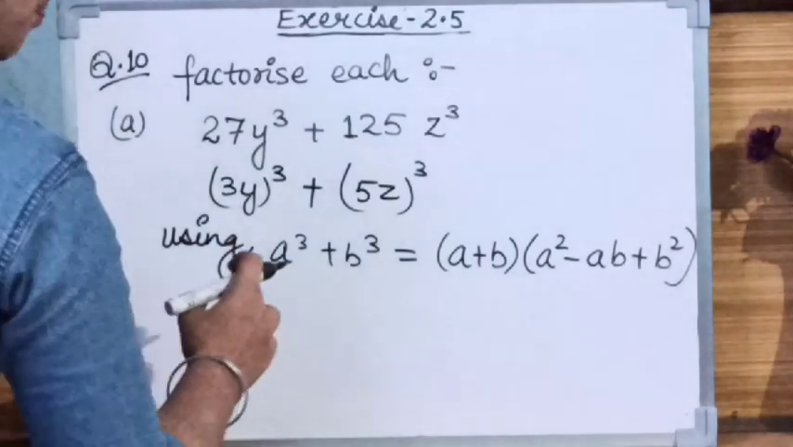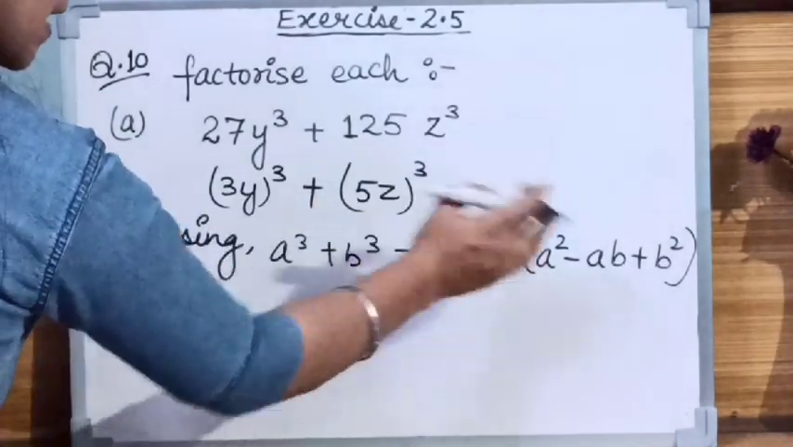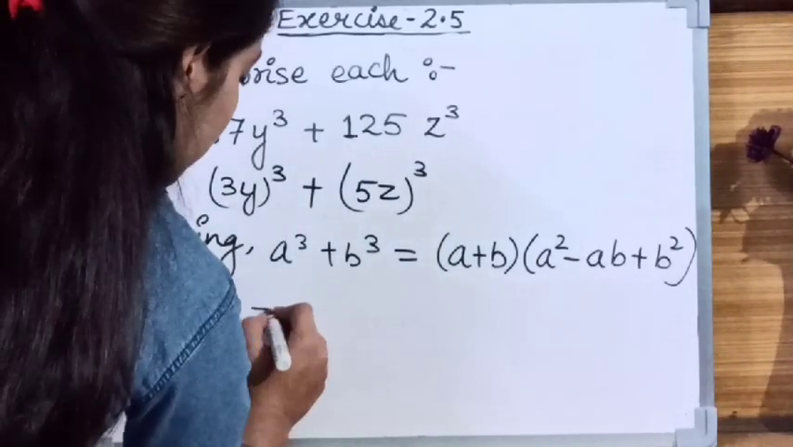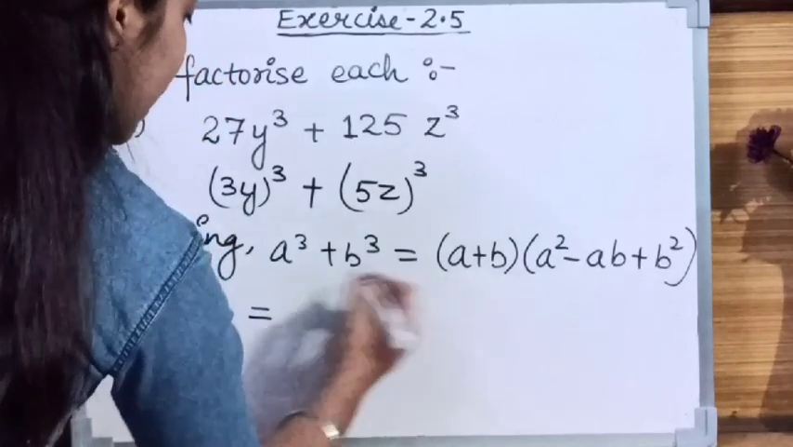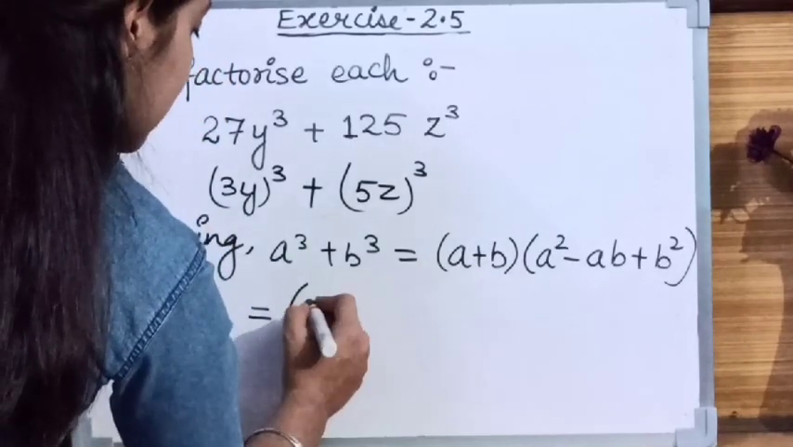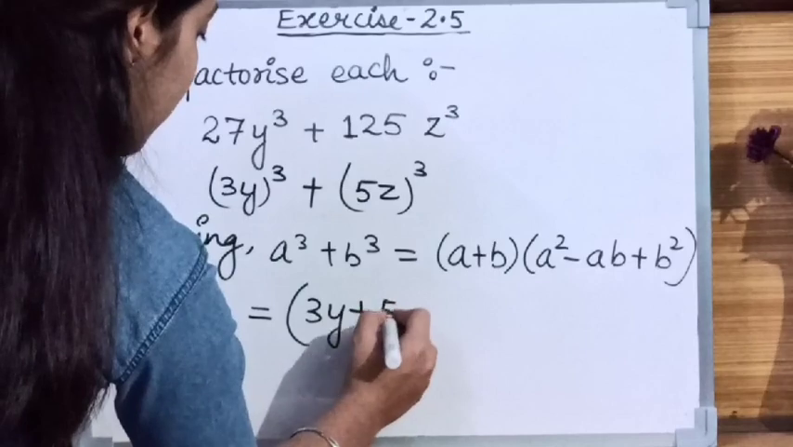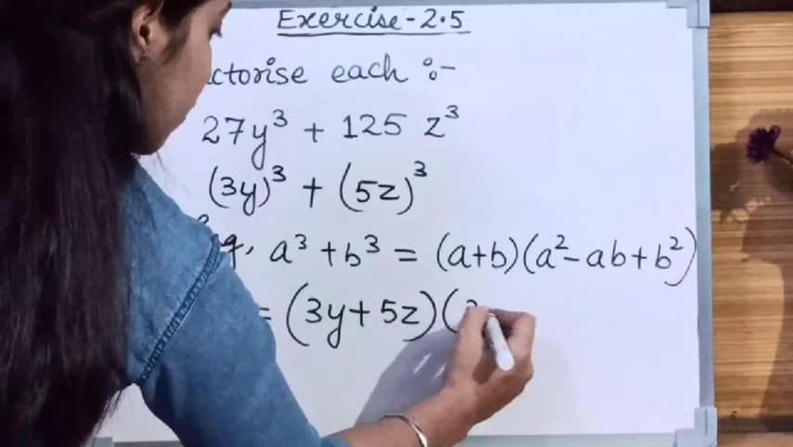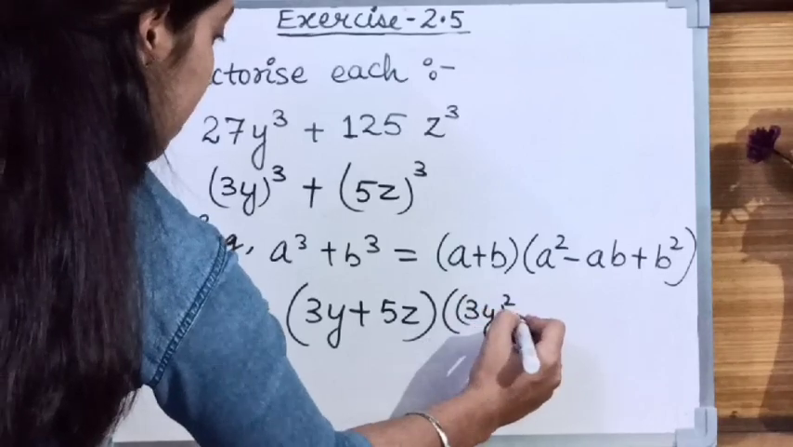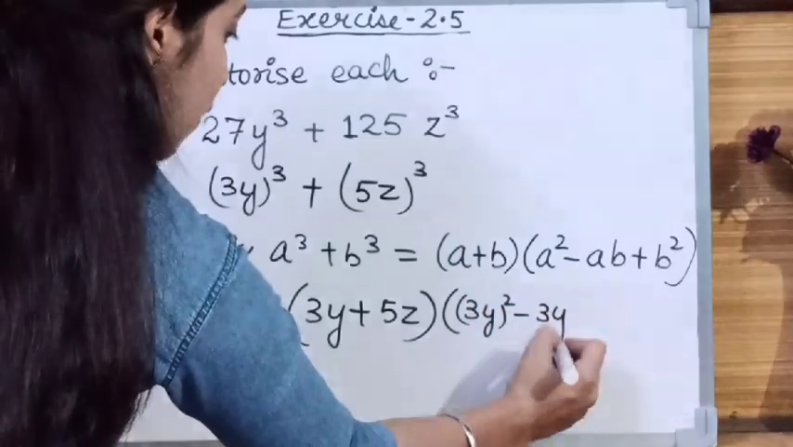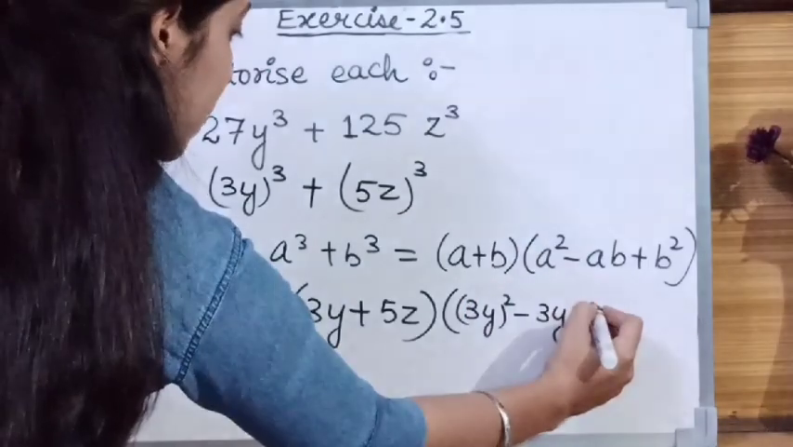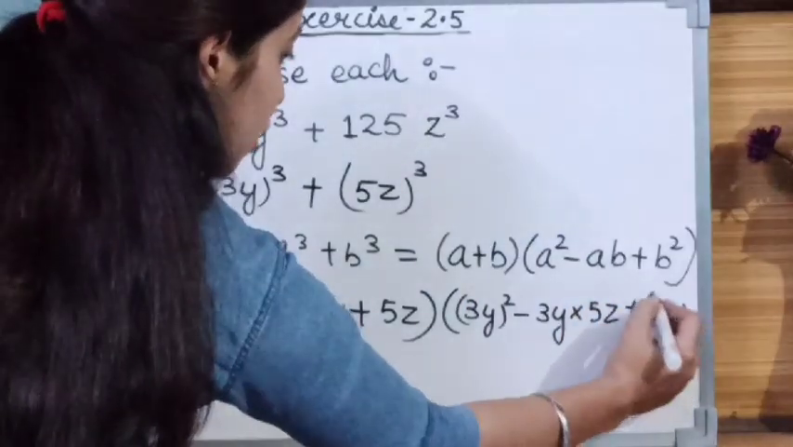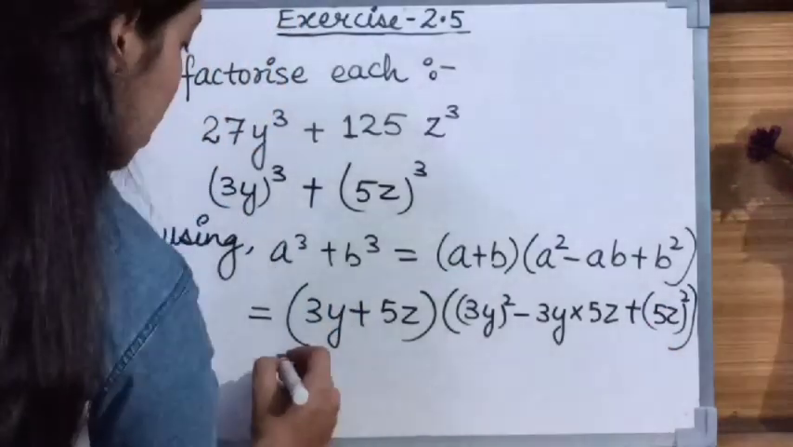So I am just going to put the values of a and b in the right hand side of my identity set. So a plus b. For that we have to write a is 3y plus b is 5z in one bracket, and then a square, that is 3y whole square, minus ab, that means 3y into b is 5z, plus b square, that means 5z whole square, and then bracket close.